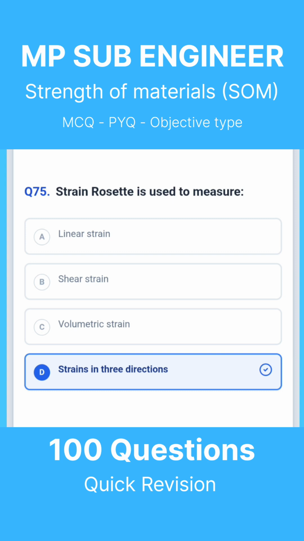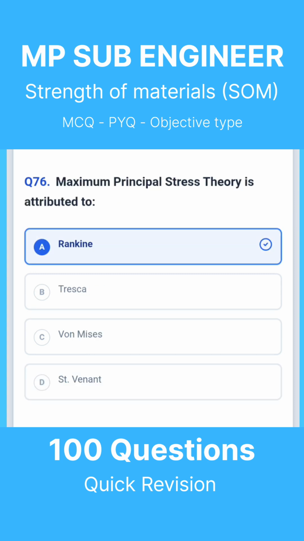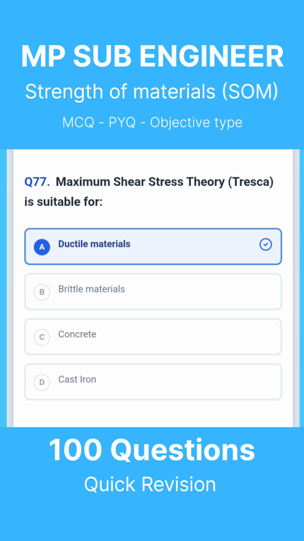Question 75. Strain rosette is used to measure. The correct answer is strains in 3 directions. Question 76. Maximum principal stress theory is attributed to. The correct answer is Rankine. Question 77. Maximum shear stress theory, Tresca, is suitable for. The correct answer is ductile materials. Question 78. Maximum principal strain theory is attributed to. The correct answer is Saint-Venant.